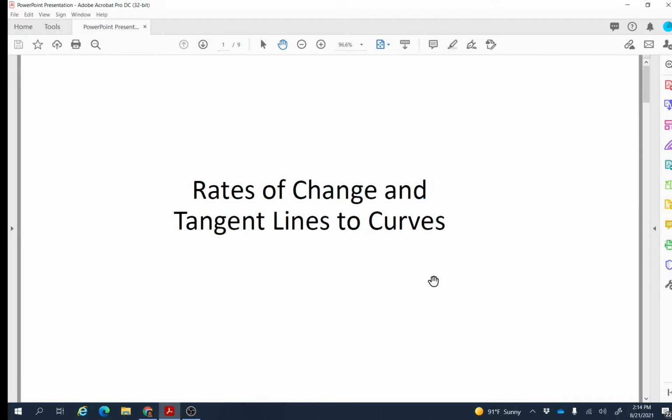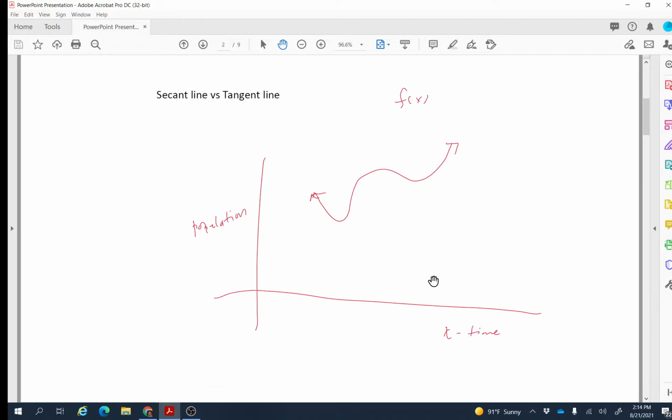Okay, so in this section we're going to talk about rates of change and tangent lines to curves. To understand this, let's start with the secant line versus tangent line. Let's assume there is a function f(x), and this is a curve for the function. This function represents some population, for example, and x represents time.